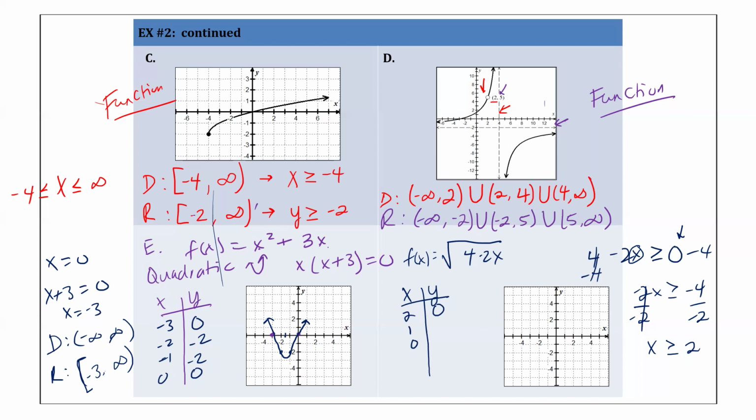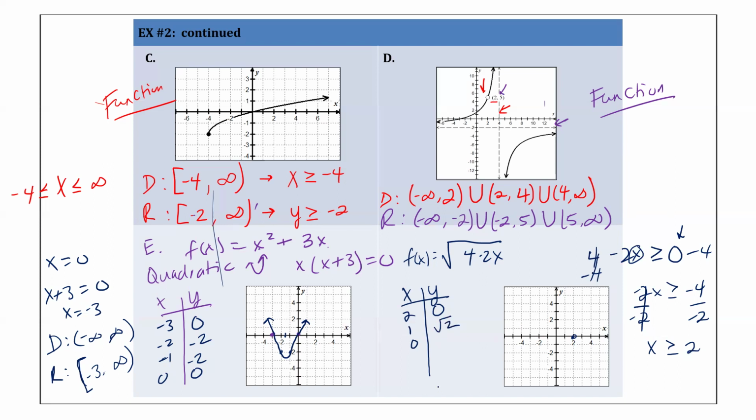Wait, does the line that we're drawing start at a point, or does it go both places? It should keep going. Does it start at 2, 0? It starts at 2, 0. So my first point is 2, 0. Next, I'm gonna plug in 1. When I plug in 1, that gives me 4 minus 2 is 2. So I'm left with the square root of 2.